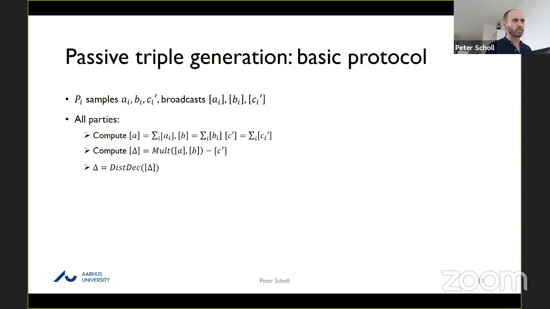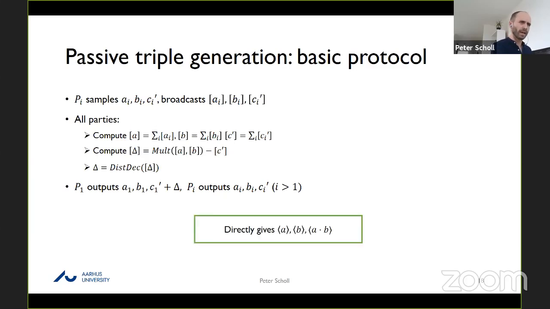Then we run the distributed decryption on this shared delta, and that allows the parties to then adjust the original random shares they sampled to lead to a correct additive sharing of a multiplication triple. So actually the only party who needs to change anything is, say, party P1, who just takes the C1 prime share, adds on delta, and adjusts it so they have a correct triple. So this is a kind of passive protocol without any MAC.